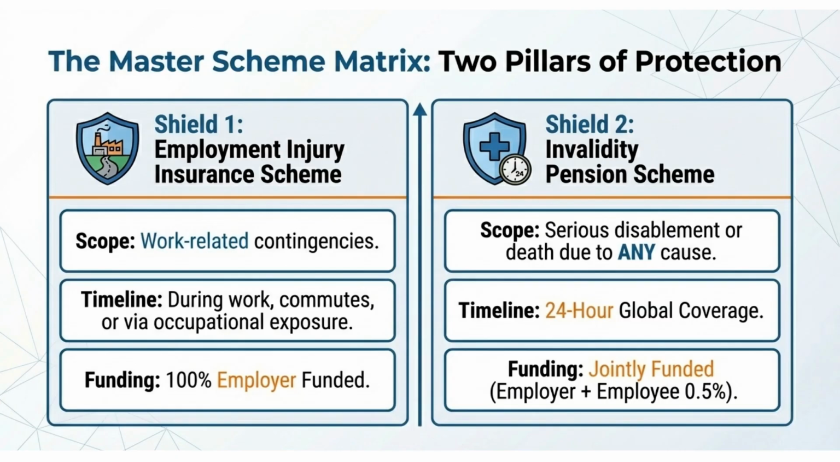Shield 2 is the invalidity pension scheme. It provides 24-hour coverage against invalidity or death due to any cause that is not connected with employment. It is jointly funded. The employer contributes as part of the 1.75% share, and the employee pays 0.5% of wages. This is a crucial distinction. Shield 1 protects against workplace-specific risks, while Shield 2 operates as a broader safety net covering non-occupational contingencies.